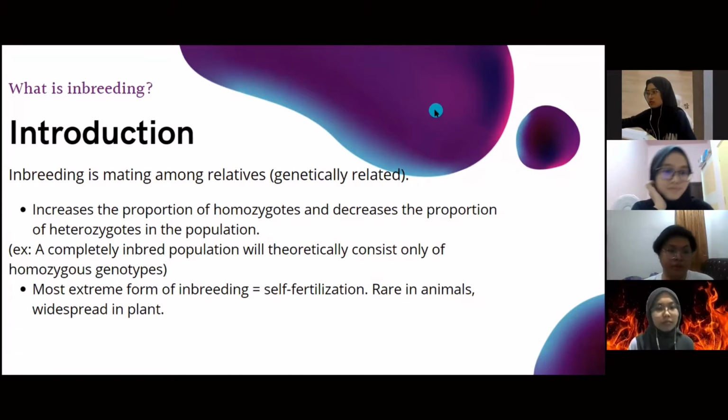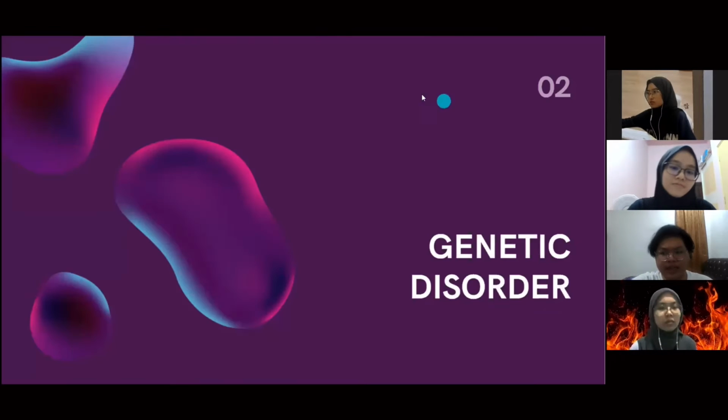So what is the most extreme form of inbreeding? The answer is self-fertilization. It is rare in animals and widespread in plants. So the next question is, what is a genetic disorder?